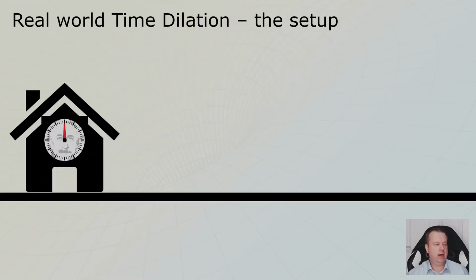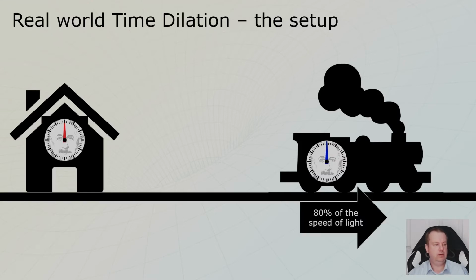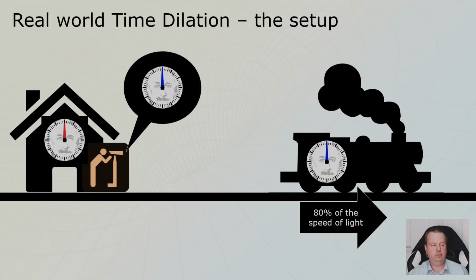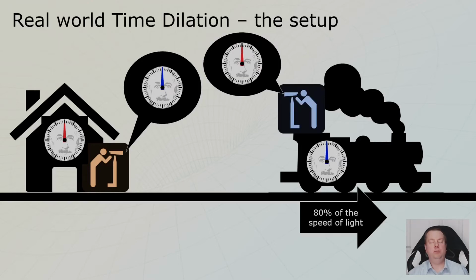So here we have the house, here we have the train. The train is moving at 80% of the speed of light, and we will watch the clock on the train as it moves. And we also will have an observer in the train watching our clock. I've done 2 animations, one for the left observer and one for the second observer. And you will see how crazy this gets.